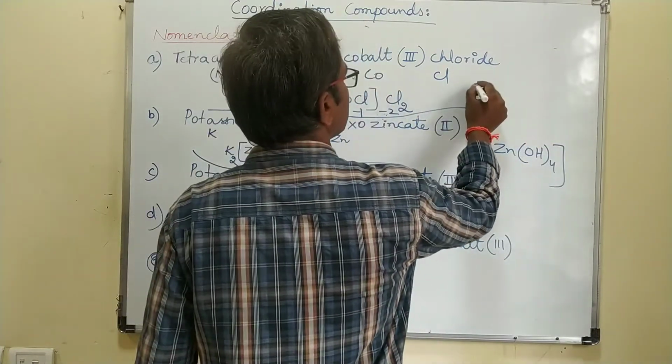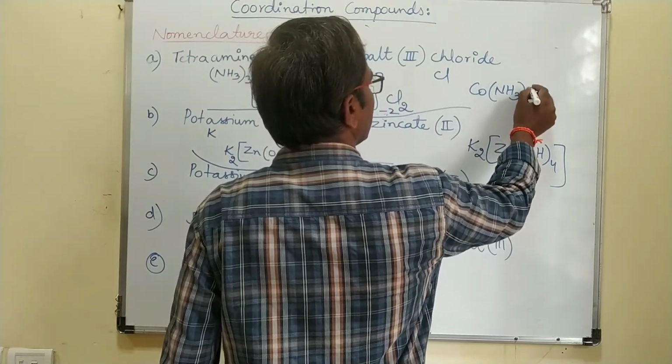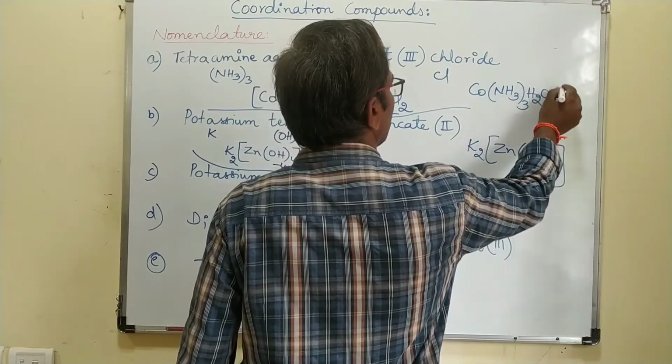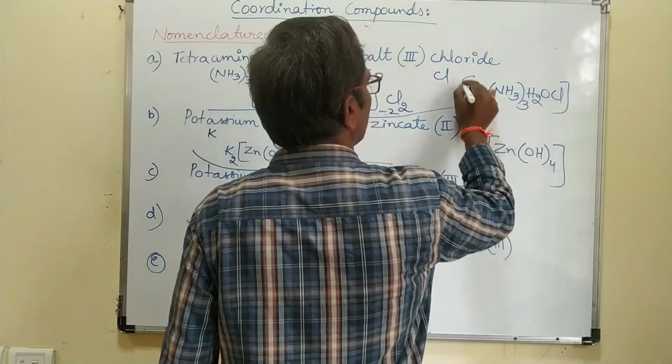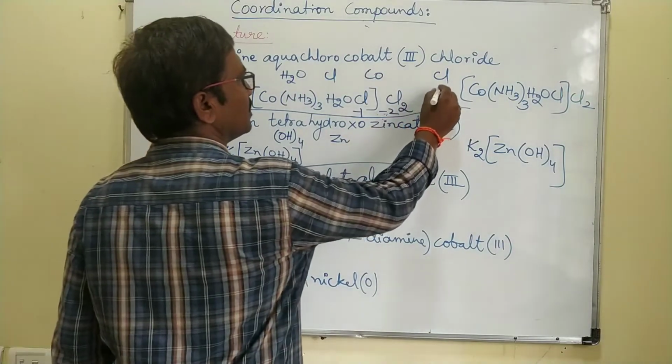So for this one, Co NH3 taken 3, water, chloro, Cl2. That is the answer. Right? Answer.